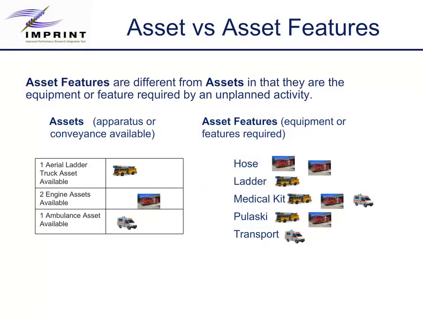Just like jobs and job roles, an asset can fill multiple asset feature needs. For example, the ladder truck is the only asset with a ladder, but the ladder truck, engine, and ambulance all have medical kits. Depending on the asset feature required, the assets which are capable of meeting those requirements are called in.